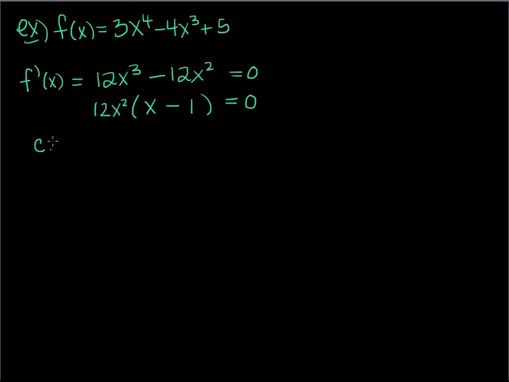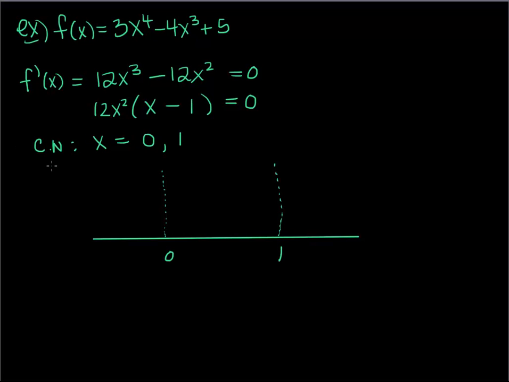So what are my critical numbers for this function? Well, can 12x squared equal 0? Sure, when x is 0. And can x minus 1 equal 0? Sure, when x is 1. And now again, what do we do? We test. Okay, so I'm going to make a number line. I'm going to test at 0, and I'm going to test at 1. What are the factors I'm going to test? I'm going to test 12x squared and x minus 1, and multiply those together to see what's happening with f prime.